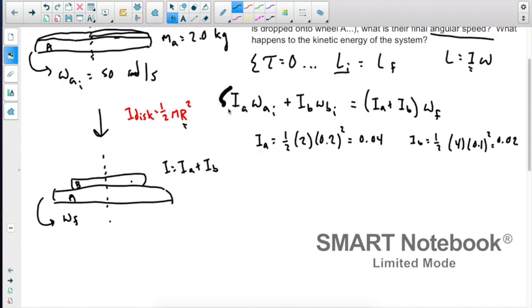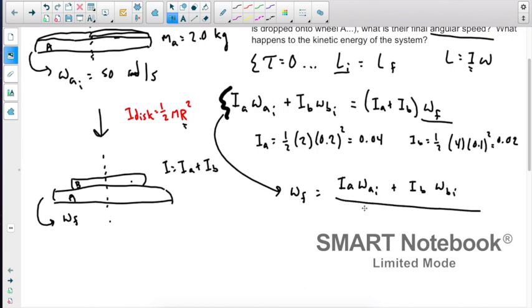You guys know that I like to take my equations and rearrange them beforehand. So what am I trying to solve for? Their final common rotational or angular velocity. So very simple. I just divide both sides by this term here, and I'm going to get IA times the initial rotational velocity of A, plus IB times the initial rotational velocity of B, divided by IA plus IB, just like that.